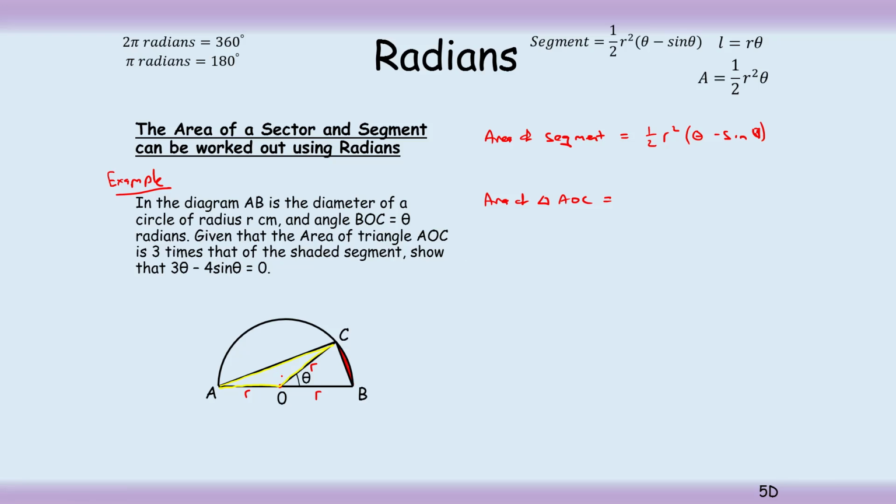Now, in order to find that, I know the radius here. I know this angle here. Yeah, that's going to be 180 minus theta. So I've got the angle in between two radii, so I can use my formula for the area of a triangle, which is a half ab sine of the angle in between, sine C. And in this case, it's equal to a half r squared sine of 180 minus theta, or pi minus theta. Should really have written pi there because we're working in radians.